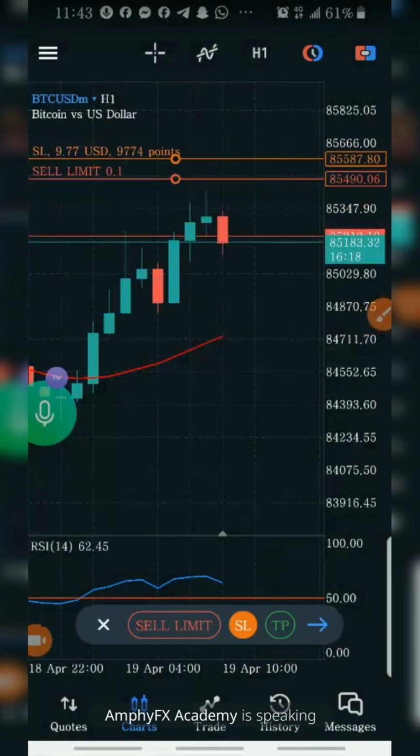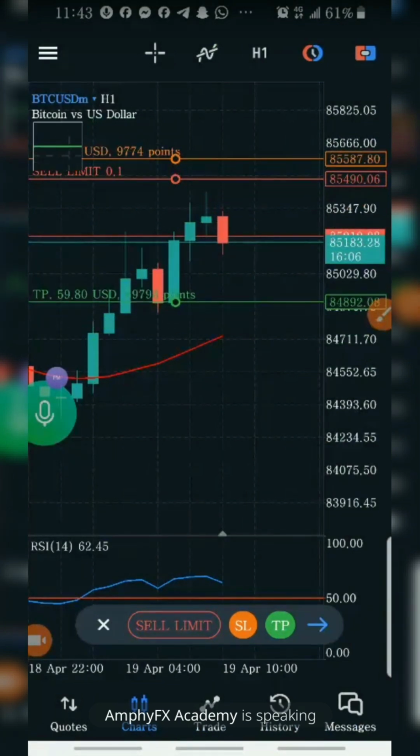Then my TP will not be below. If I click on TP, it will automatically bring it down. Can you see it below? Before, TP was above, but now TP is below because I'm selling. So let's say my TP is here. Now I'll adjust my SL to the price I want.